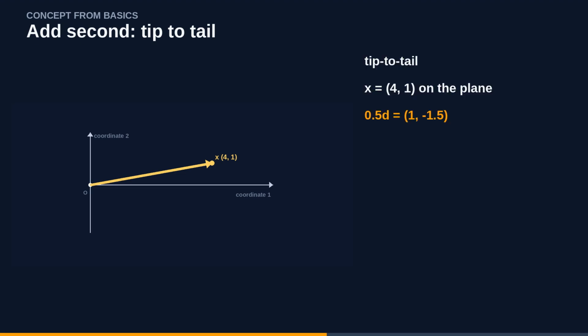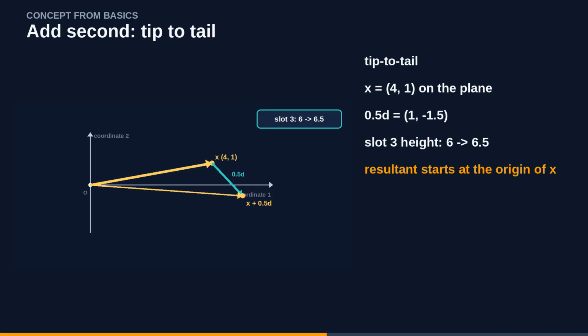Add second. Geometrically, attach the scaled nudge to the tip of the current position, tip to tail. The plane you are watching shows the first 2 floor slots. The robot's x, y landing is at 4, 1, then 1/2 D steps 1 right and 1.5 down. Slot 3 is height, not on this plane. 6 plus 1/2 becomes 6.5, and that lives on the side chip.